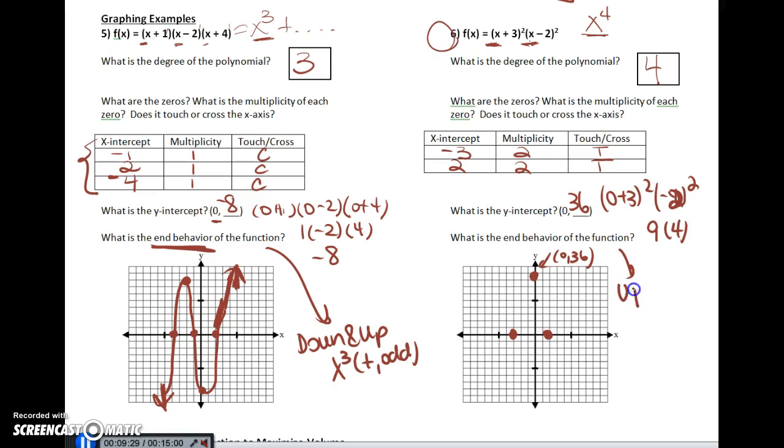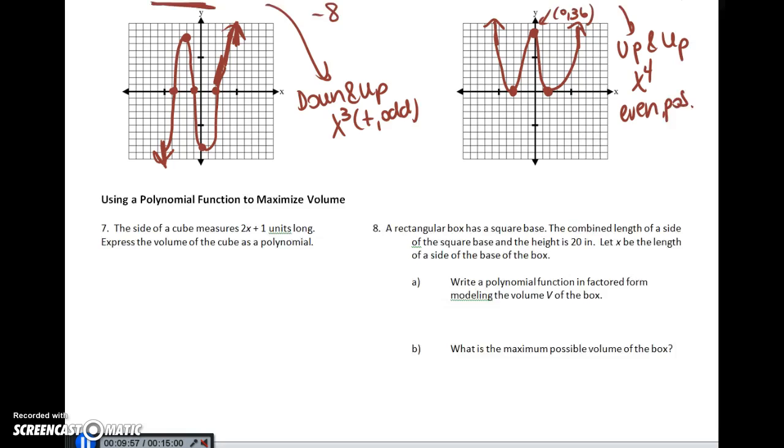Our end behavior is going to be up and up because it's an x to the 4th. This is even and positive. So we know it's going to be up and up on the two ends of the graph. So since we know we're going to touch, we're going to come down to this x-intercept. We're going to bounce off, touch, go through our y-intercept, touch our other one, and go back up. So all we need there, once again, is just a sketch.